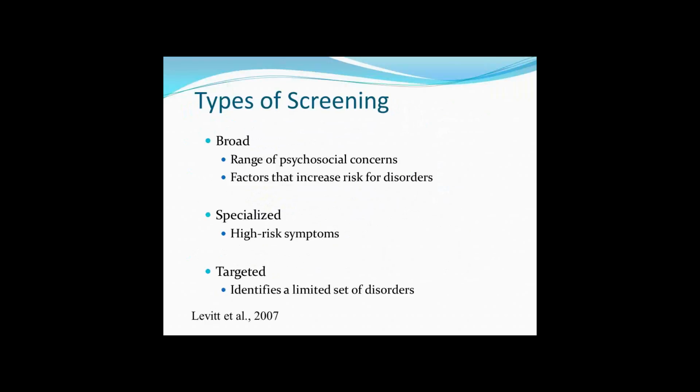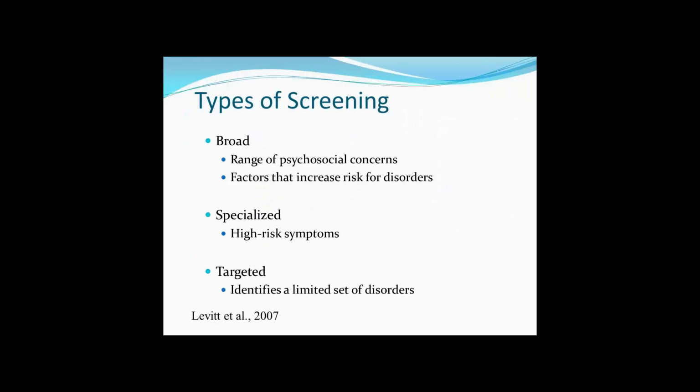So, types of screening. Broad screening is a shotgun approach. You're looking at a range of issues, and you're looking for factors that increase risk for disorders as opposed to specific disorders. This is not a very sensitive tool, but it's a good snapshot of the whole school culture, if you're looking for data on where to point your resources. Broad screenings would be helpful.